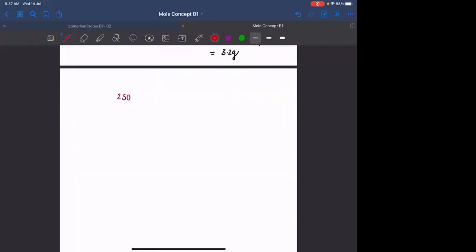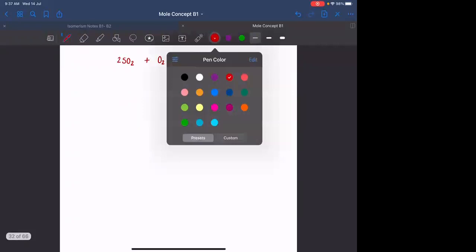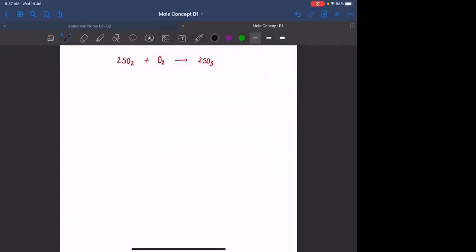I'm taking the same reaction. 2SO2 plus O2 gives rise to 2SO3. From the stoichiometry, what can I comment? 2 mole SO2 is reacting with 1 mole O2 to form 2 mole SO3. 2 mole SO2 का मास कितना होता है?